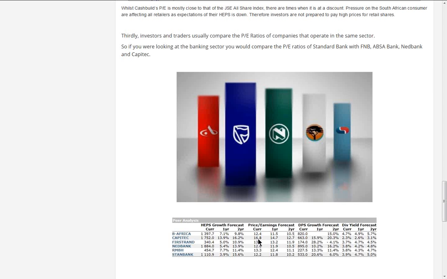Capitec is quite a bit more expensive, but you can see the growth is also bigger. The earnings growth expected is also bigger. It drops faster. And so you can look at the other banks and see which ones are expensive. Obviously, there are reasons why some banks or some companies have higher P/E ratios, and that is normally if you expect higher earnings growth from them.